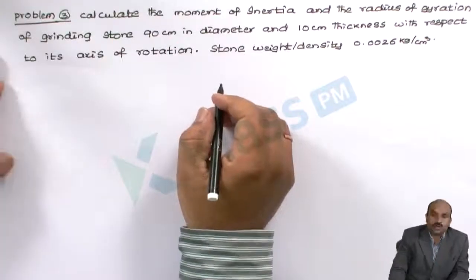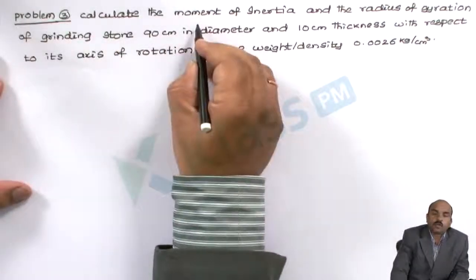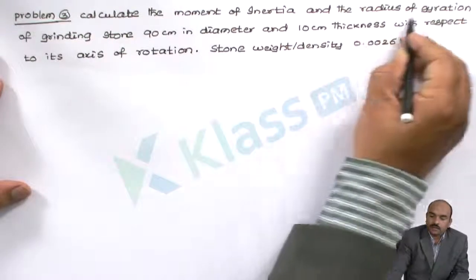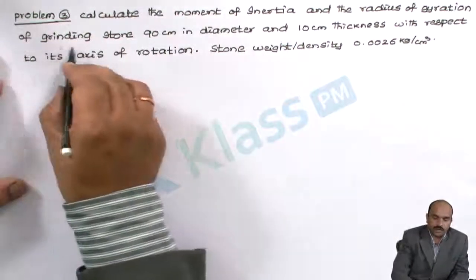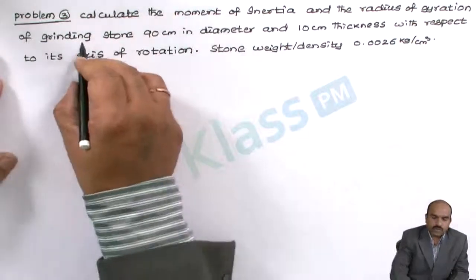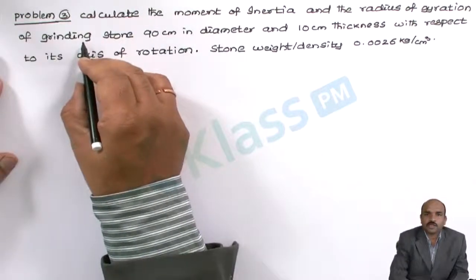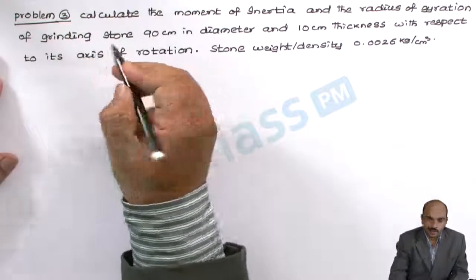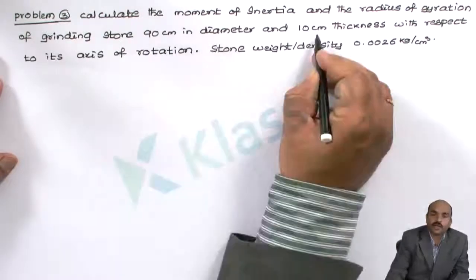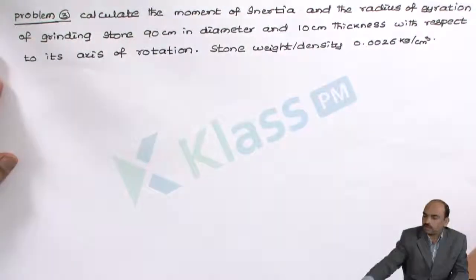Problem number 3, I'll read. Calculate the moment of inertia and the radius of gyration of grinding stone which is used for the grinding machine. It is in the form of a disc, 90 cm diameter, 10 mm thickness. So let us draw grinding stone.